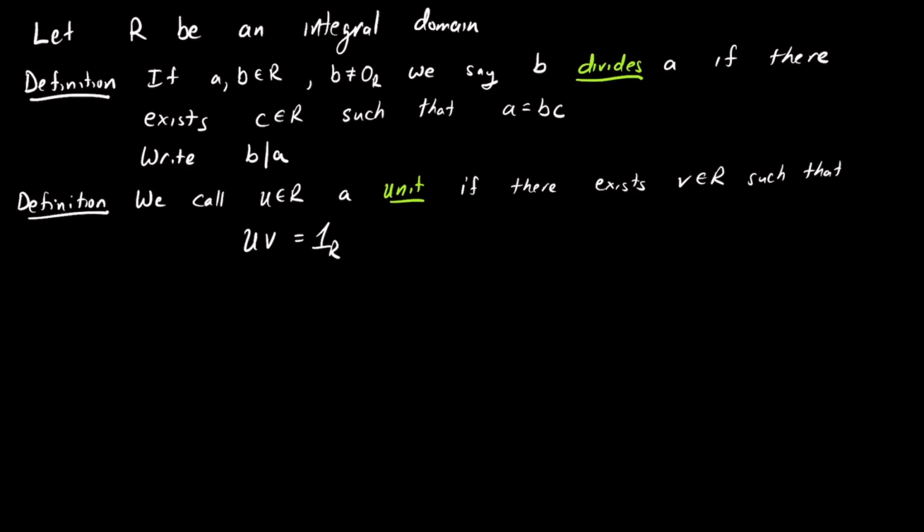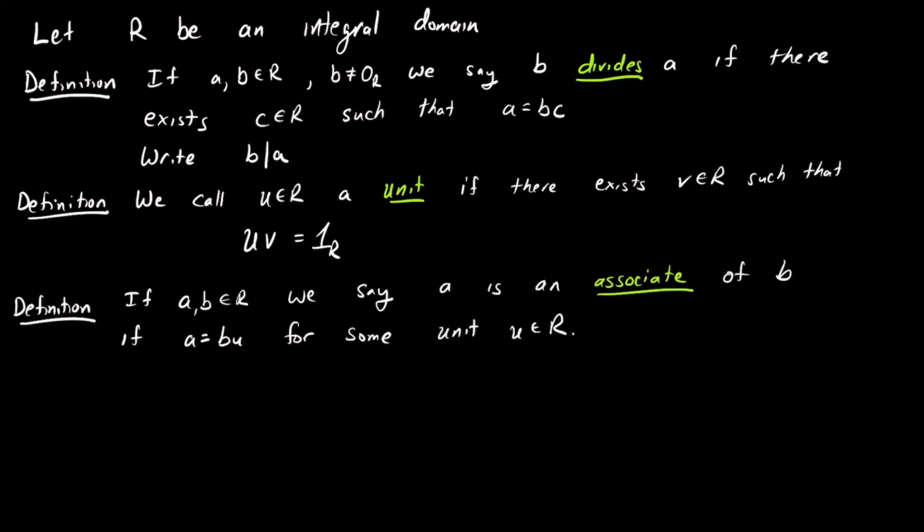And finally, if A and B are ring elements, we'll say that A is an associate of B if A is equal to B times U for some unit U in my ring. So this is going to be the notion of associate. It's the same as the notion for polynomial rings, except now we're just generalizing it to an arbitrary integral domain. And let's look at a few examples.